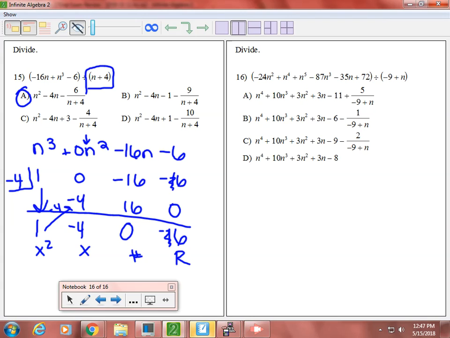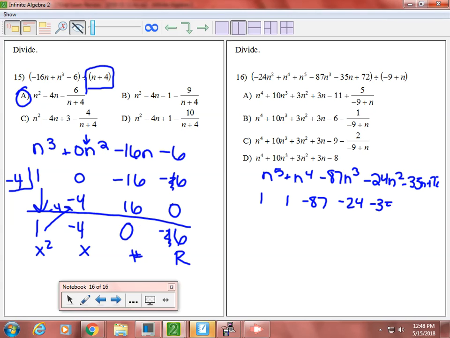16, we're dividing this again. I'm going to go ahead and put it in order. So I have n to the 5th plus n to the 4th minus 87n to the 3rd minus 24n squared minus 35n plus 72. Okay, so then if I write these out in terms of digits, I have 1, 1, negative 87, negative 24, negative 35, and 72.